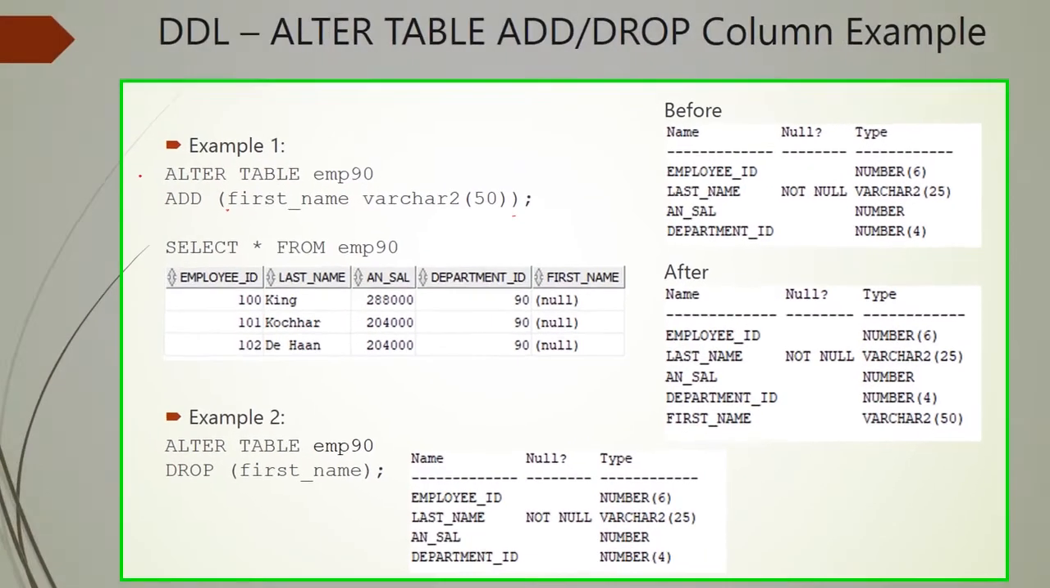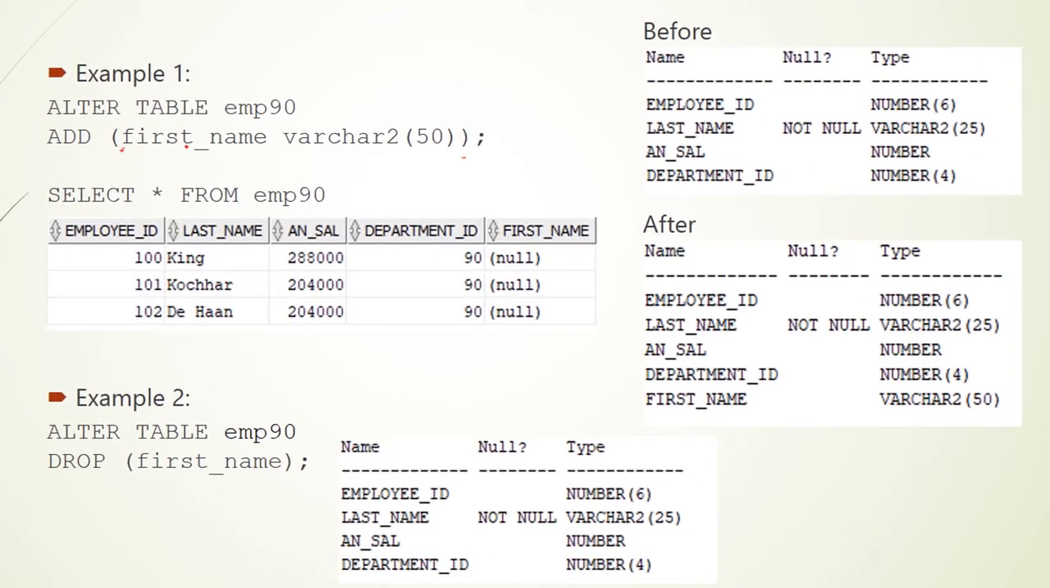Here in this example, alter table emp90 add first name varchar 250. Here we add a new column, first name, data type of this column varchar 250 to an existing table called emp90. This is the structure of the table before the change, and this is the structure of the table after the change. As we can see, this is the new column, first underscore name varchar 2, and the size is 50. If you try to select from the table after adding the column, select star from emp90, as we can see, because this is a new column, a null value will be used for all records.